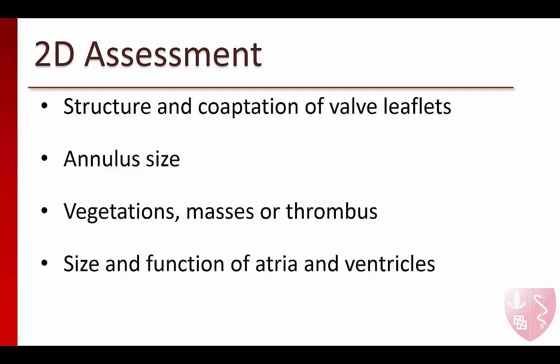Look for vegetations, masses, or thrombus on the valvular apparatus that could prevent proper leaflet coaptation. Calcification will appear as a bright echogenicity either on the leaflets themselves or around the mitral annulus and will cause shadowing in the far field.